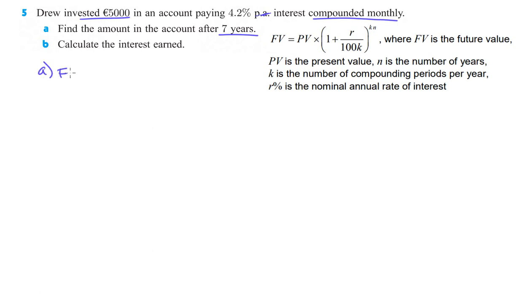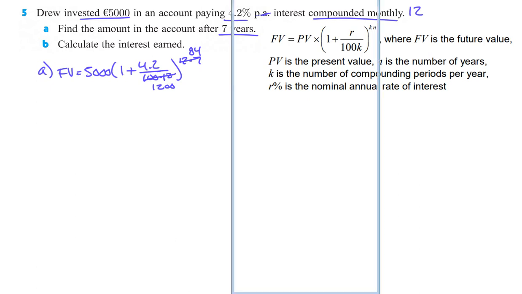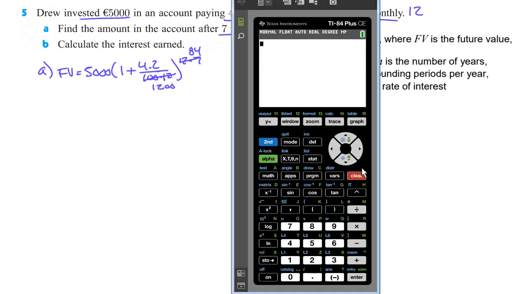So for part A, we got future value equals 5,000 times 1 plus our rate, 4.2 divided by 100 times our K. Compounded monthly means that our K is going to equal 12. So 100 times 12, all to the 12 times 7 years. Simplify these first before putting them into your calculator, and we get 1,200. And then 12 times 7 is going to give us 84. Then we can put that all into our calculator, and away we go.